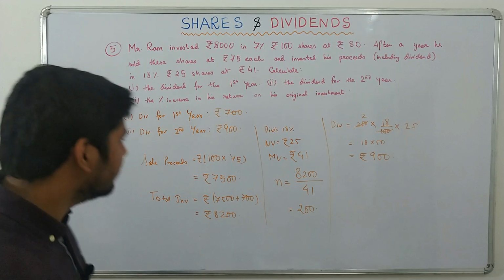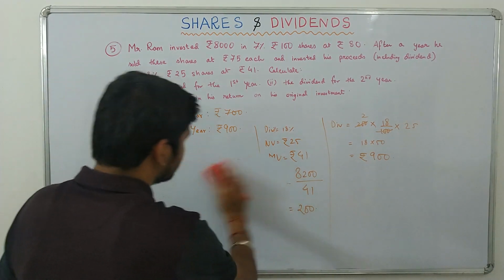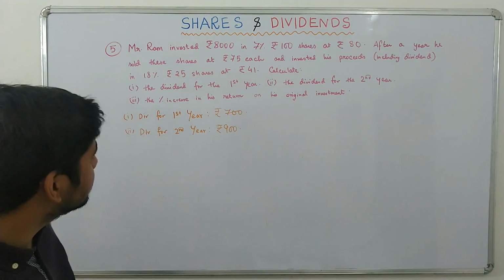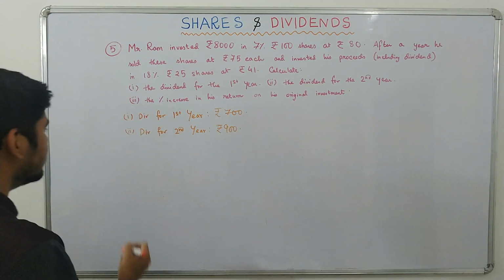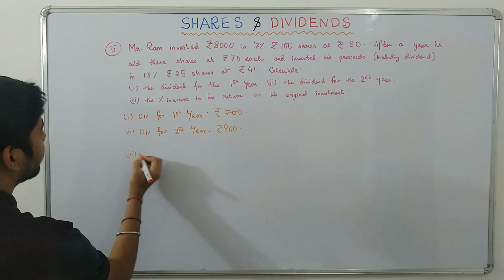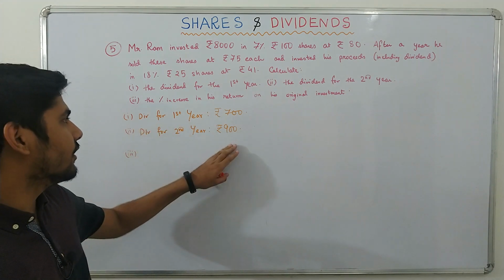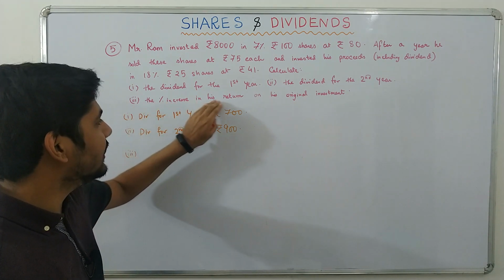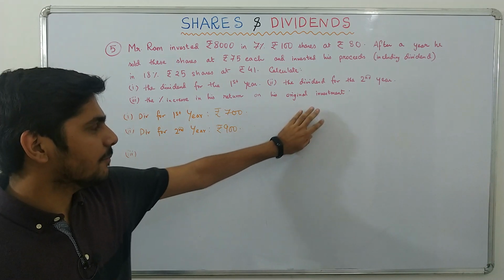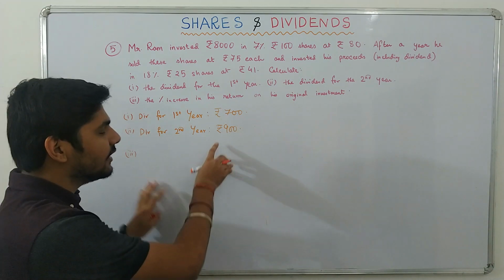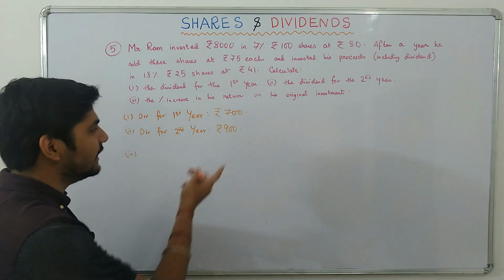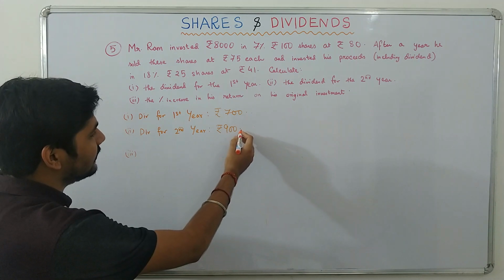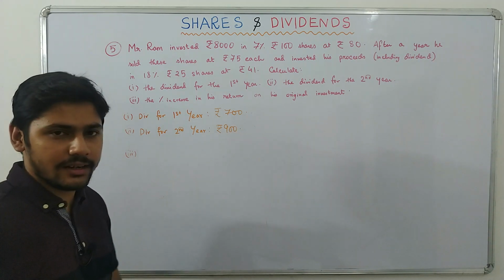Finally, we have the third question that we need to calculate, which is the percentage increase in his return on his original investment. So number 3. Okay, what do we do over here? Read the question carefully. We can see that during the second year he earns 200 rupees more than the first year, because the first year the annual income was 700 and the second year the annual income per dividend was rupees 900.